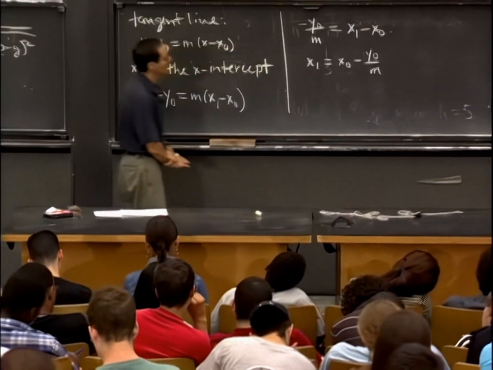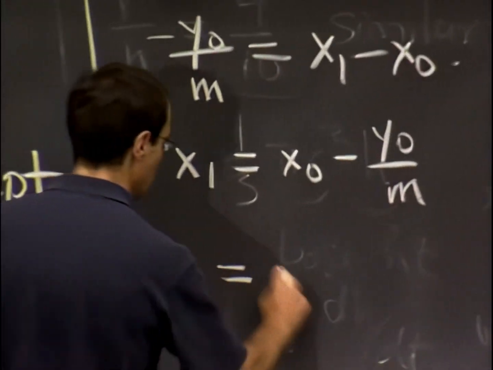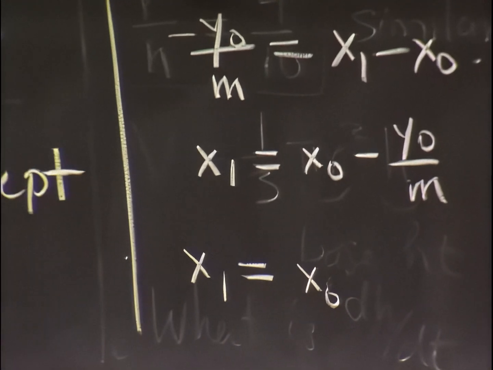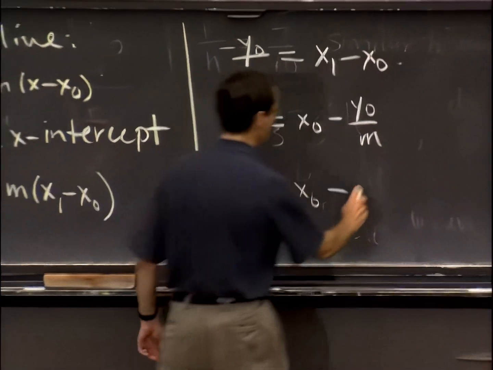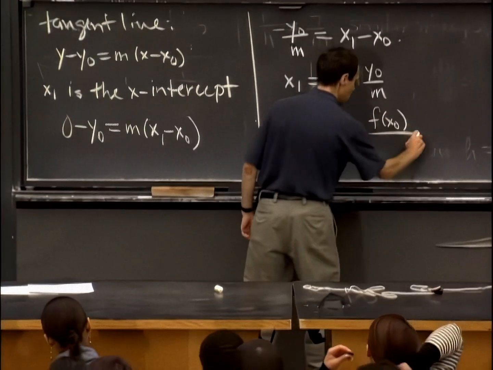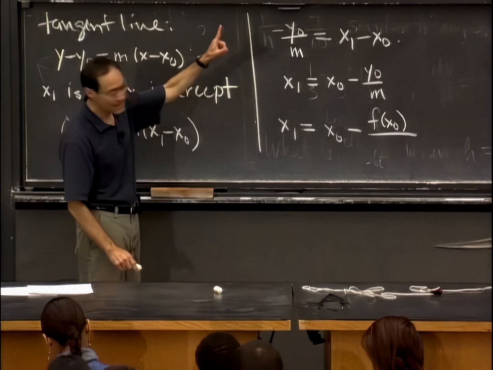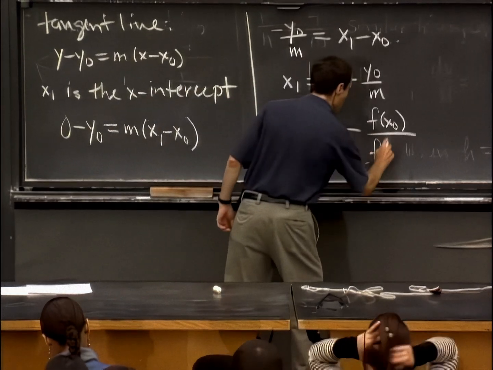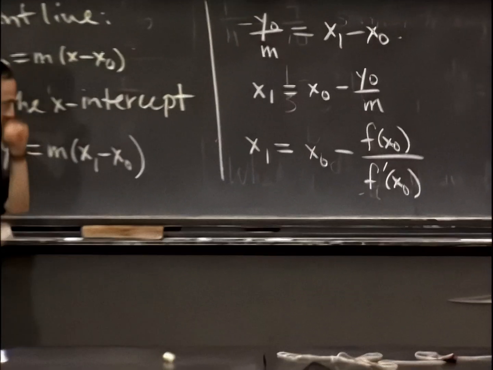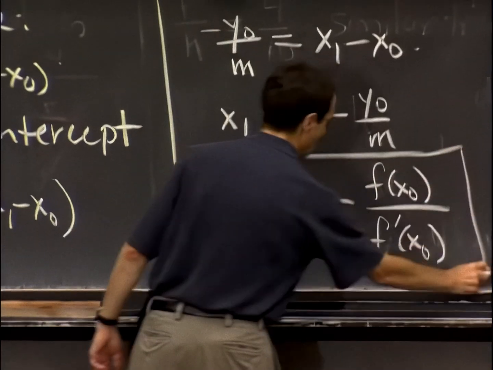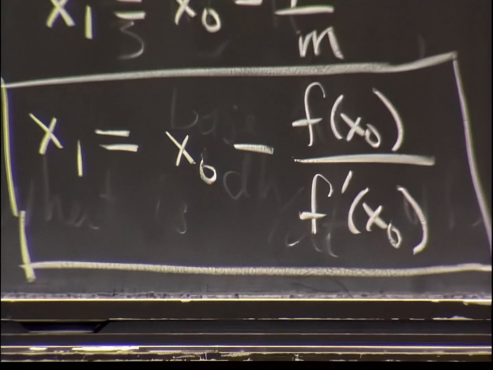All right, now I need to tell you what this formula means in terms of the function f. First of all, x0 is x0, whatever x0 is, and y0, I claim, is f of x0. And m is the slope at that same place, so it's f prime of x0. And this is the whole story. This is the formula which will enable us to calculate basically any root.